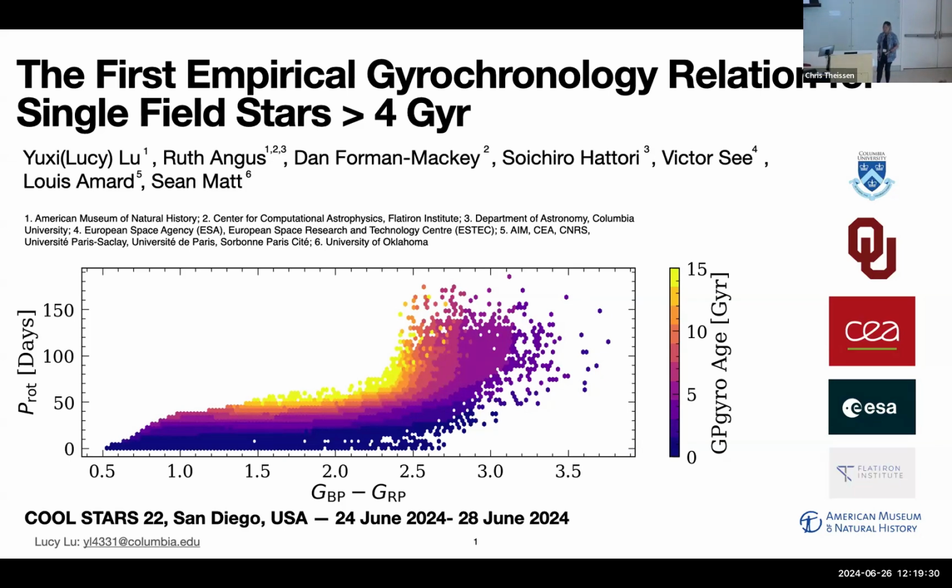Hi, I'm Lucy Liu. I'm a postdoc at the American Museum of Natural History. And today I want to advertise the first empirical gyrochronology relation that works for single field stars older than 4 gigayears. The effect I want from this talk is that next time you hear someone say, "Oh, I thought gyrochronology doesn't work for old ages," I want you to point them to me.